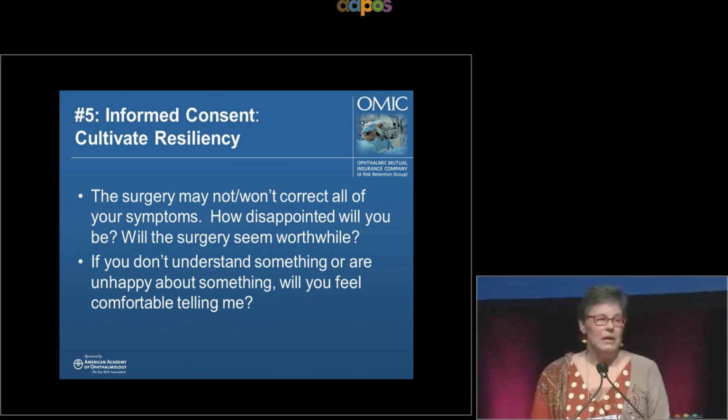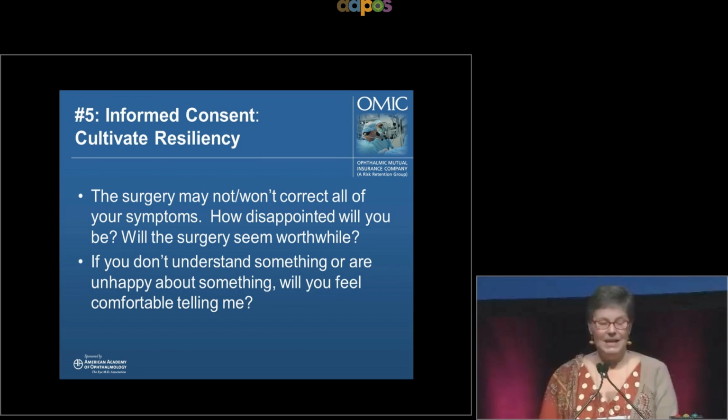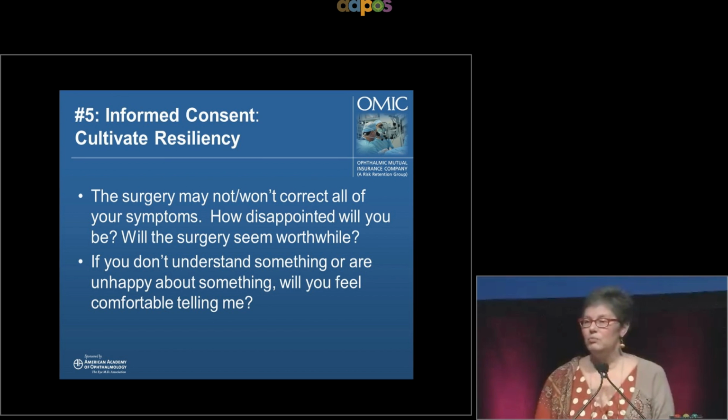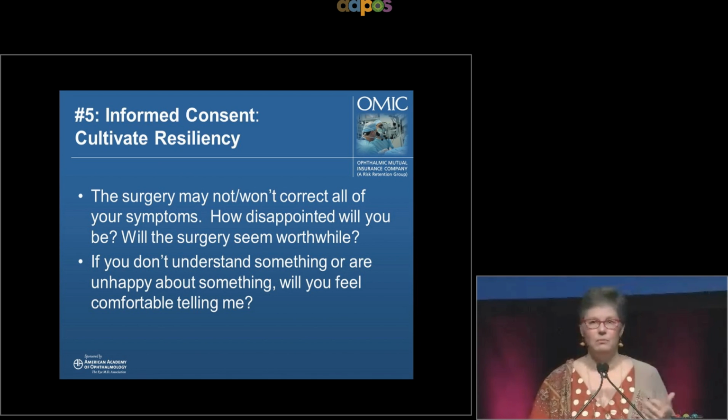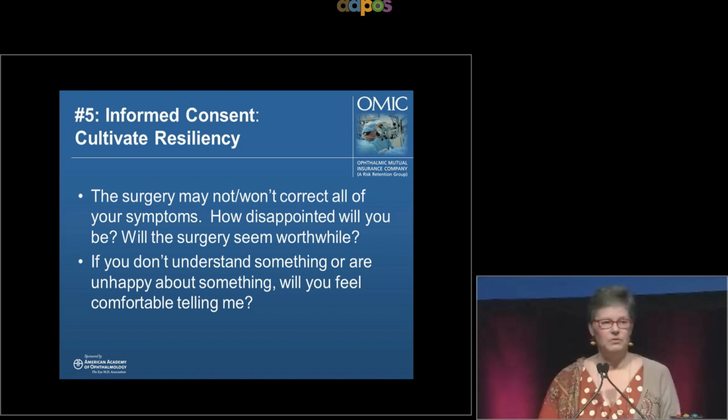The surgery may not correct all of your symptoms. How disappointed will you be, and will the surgery seem worthwhile? Now, again, I'm very aware of the limited time you have, but just even planting these ideas and helping patients decide, okay, am I willing to risk this? Am I willing to go through with it if I may have another surgery, may have diplopia? We had a case where this patient felt like he was actually much better off before his surgery.